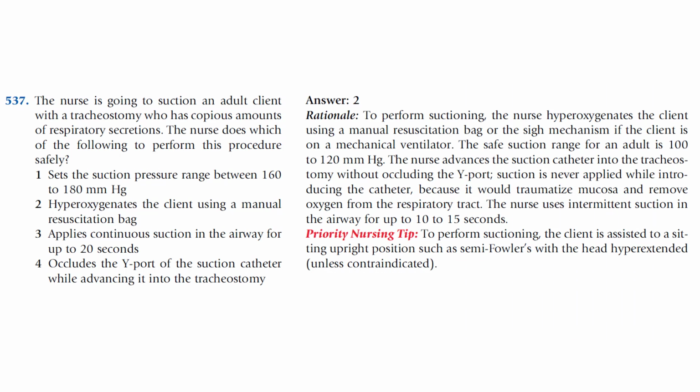537. The nurse is going to suction an adult client with a tracheostomy who has copious amounts of respiratory secretions. The nurse does which of the following to perform this procedure safely? 1. Sets the suction pressure range between 160 to 180 mm Hg.